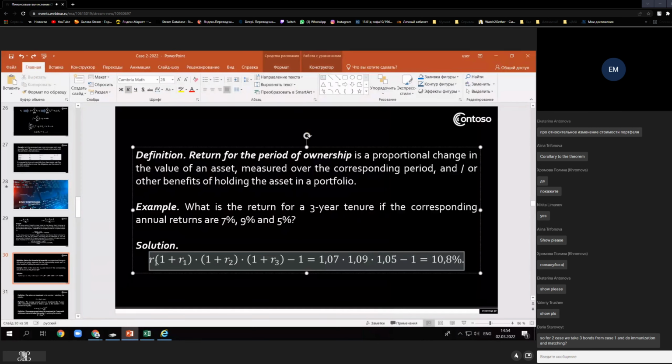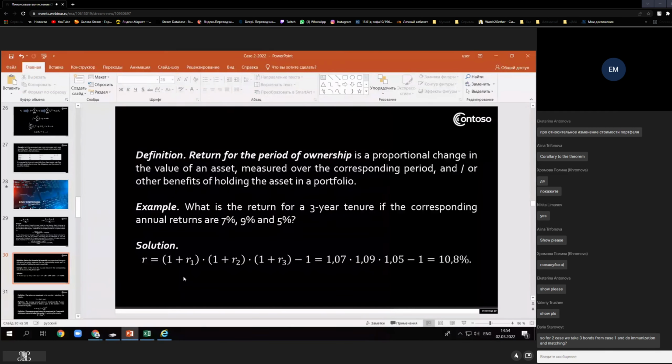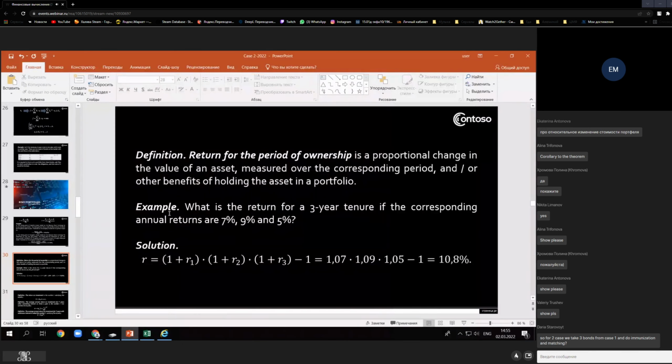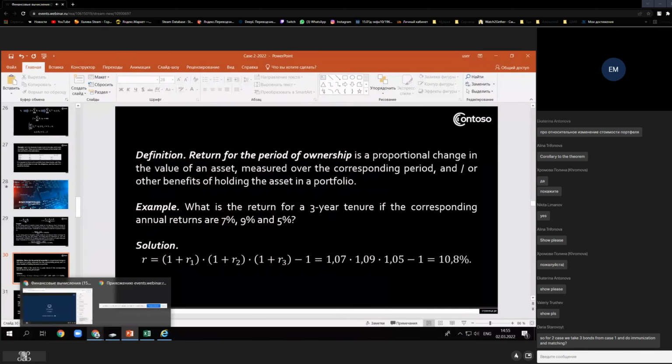So here should be equal to calculate. If the change in annual returns is equal to 7, 9, and 10%, the total return in 3 years will be equal to 10%. Okay, this is how to estimate the total return for the period of ownership. Any questions?